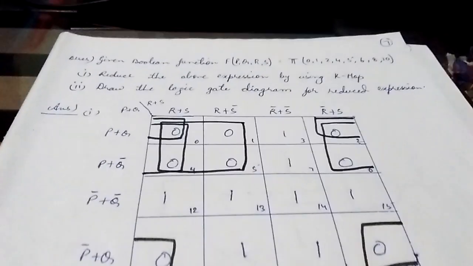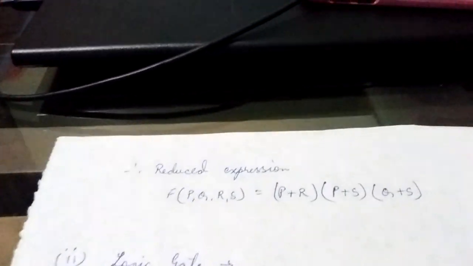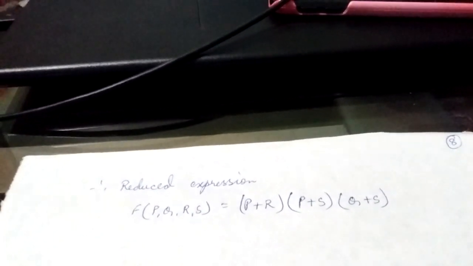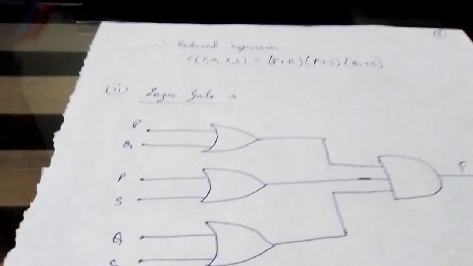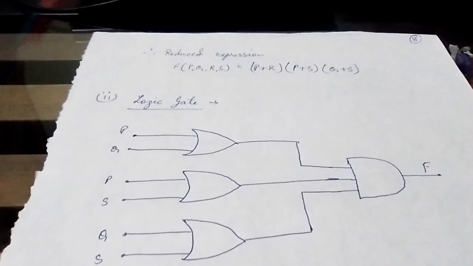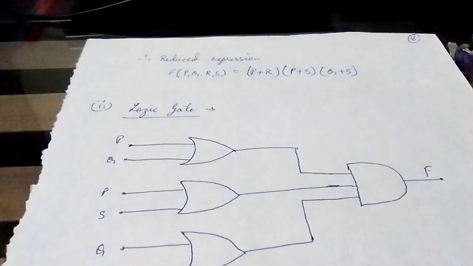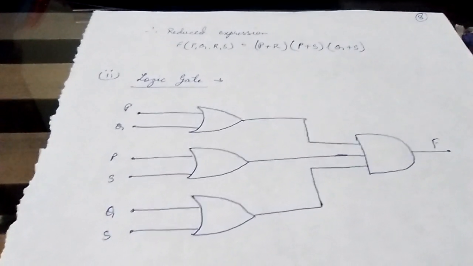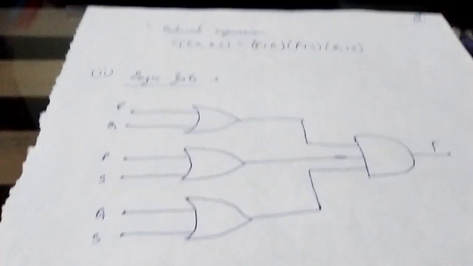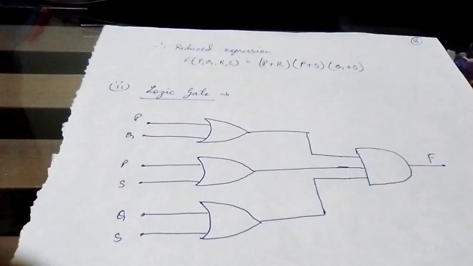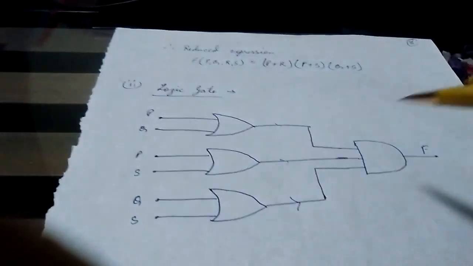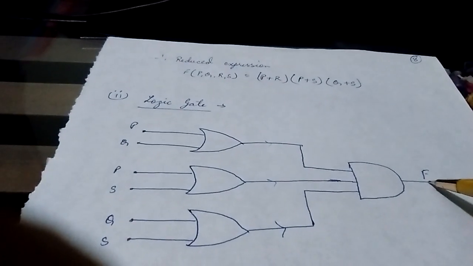So we see that the reduced expression is P plus R dot P plus S dot Q plus S, and this is the plotting of the logic gate diagram, where ORing is done between the components. So OR gate is used, and then ANDing is done at the last. So AND gate is used, and we put the arrows and the values also we can write down, and the function F we write here.